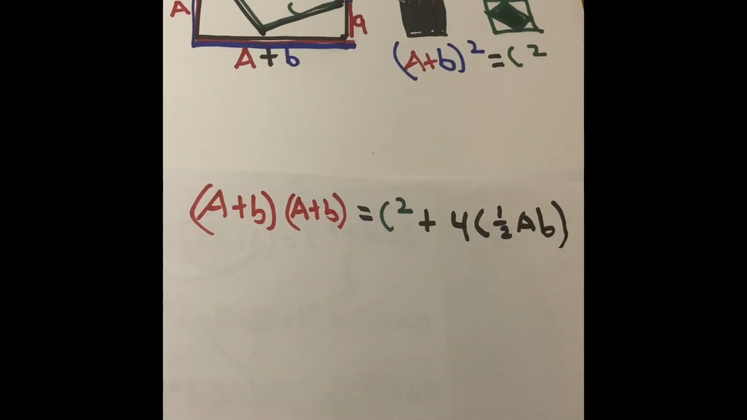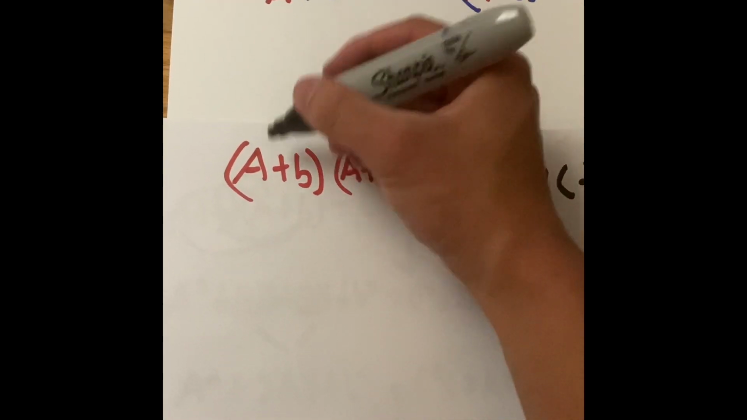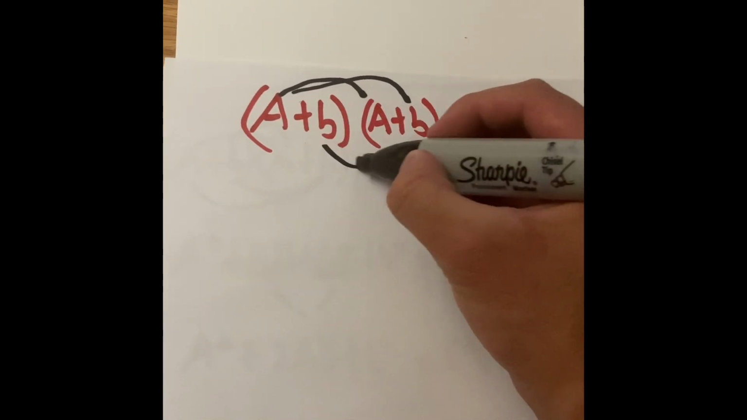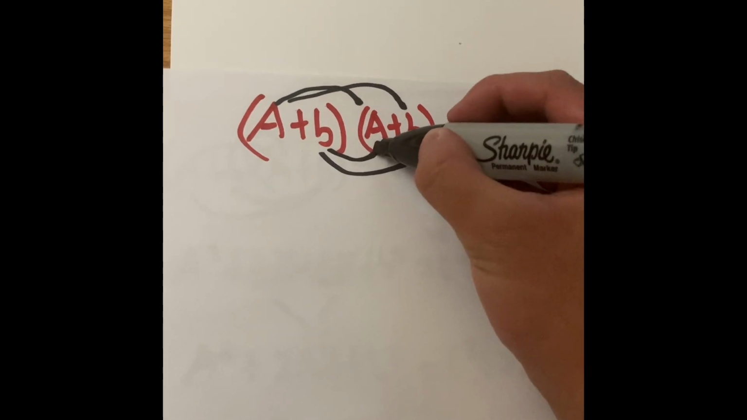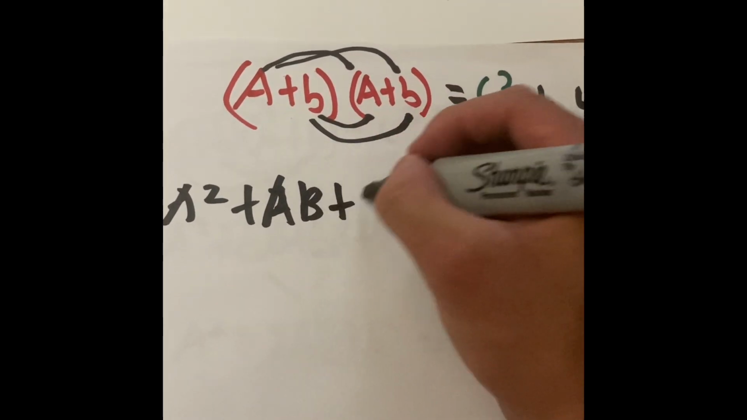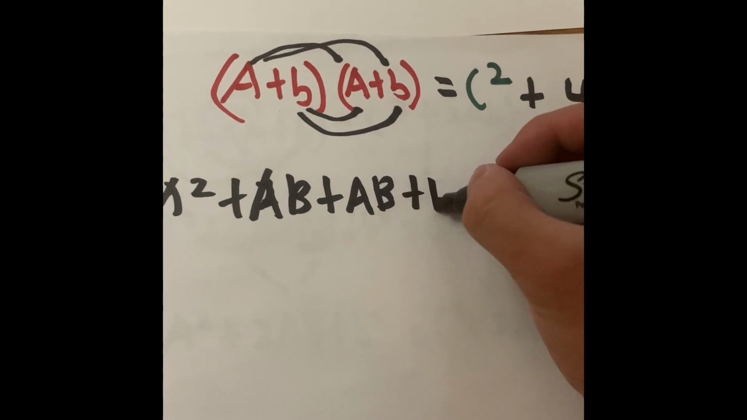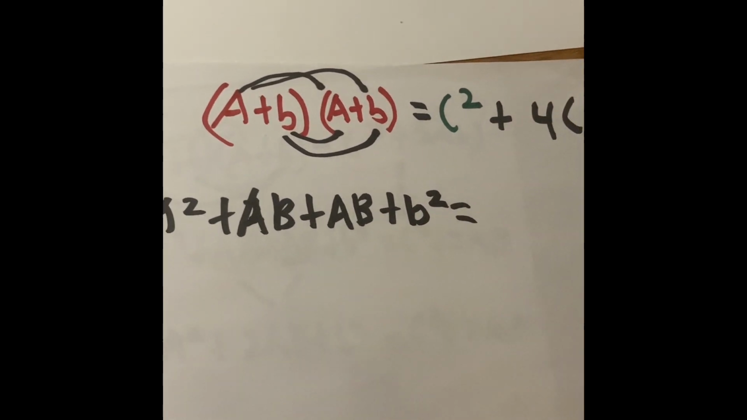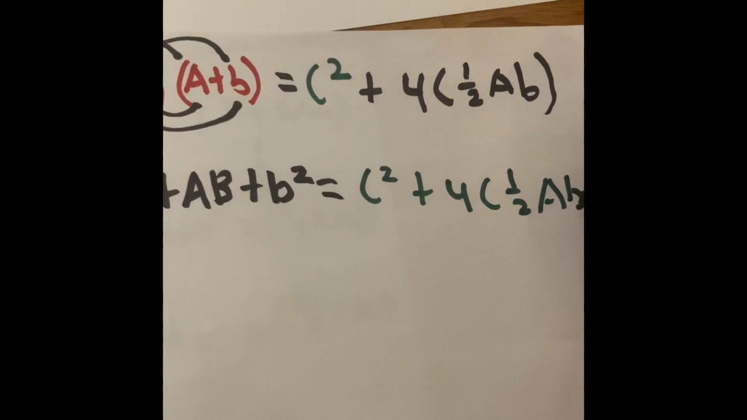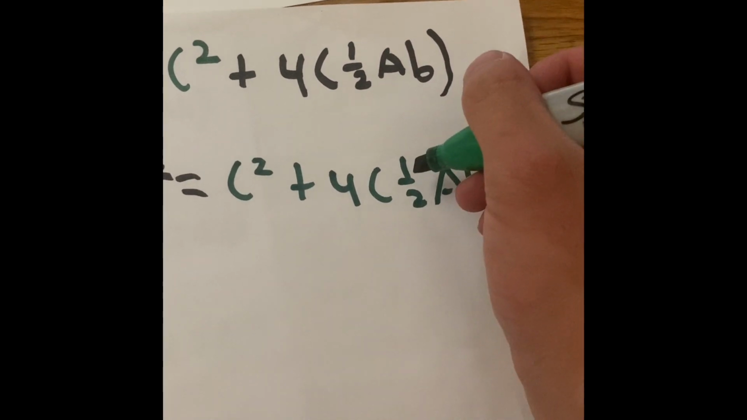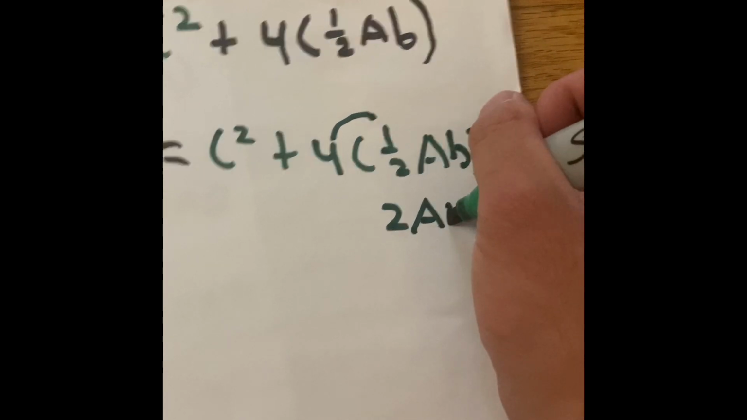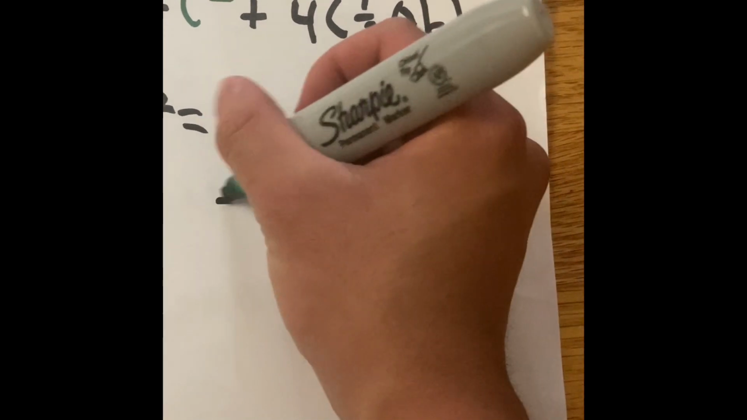Let's start. We can start by doing the distributive property. We can do A times A, A times B, and then B times B, and B times A. When we do that, we get A squared plus AB plus AB plus B squared equals C squared plus 4 times 1/2 AB. Another thing we can do is say 4 times 1/2 is going to be 2AB. So C squared plus 2AB.